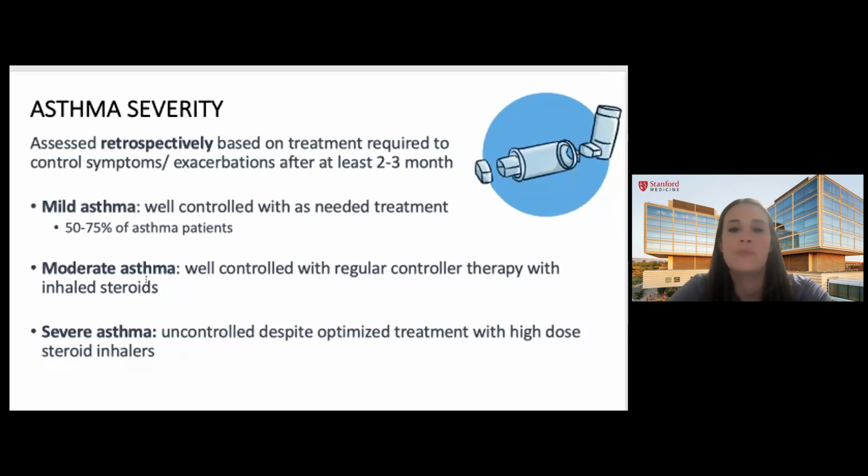Then moderate asthma means someone is well controlled, but they do need to take a regular controller therapy with an inhaled steroid every day. Severe asthma is the least common type of asthma, but the type of asthma I see the most that gets referred to a specialist. And this is asthma that's uncontrolled or remains symptomatic despite optimizing treatment with high dose regular daily steroid inhalers and oftentimes multiple other controller medications and inhalers.